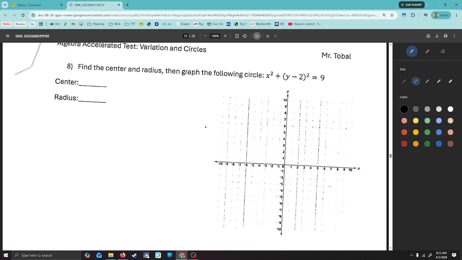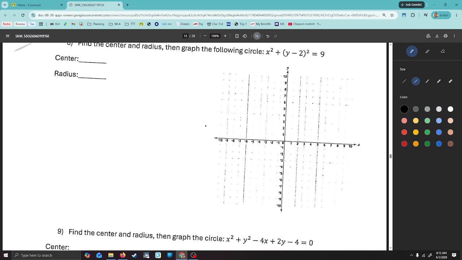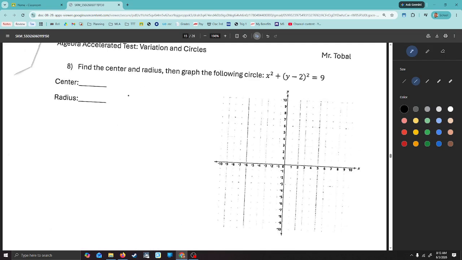Okay, find the center and the radius and then graph the following circle. All right, the formula for a circle was x minus h squared plus y minus k squared equals r squared. So in this case, what I'm going to do is take this and figure it out. x is not adding or subtracting anything, which means in this case, h equals 0. For y, it's y minus k squared, so you have to flip the sign. So k is 2. So my center is 0, comma 2. My radius is the square root of r squared, so in this case, the square root of 9. So my radius is 3.